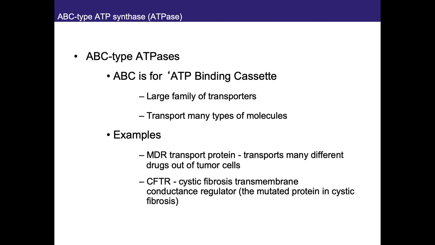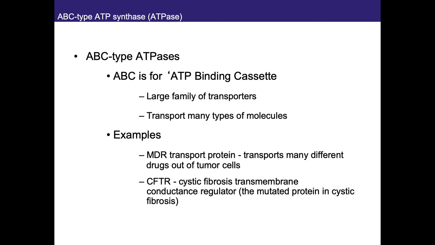This is the last type of primary active transporters, actually called ABC primary active transporters. ABC stands for ATP binding cassette. So these are another example of primary active transporters. It does use the hydrolysis of ATP to pump other molecules against their concentration gradient from low concentration to high concentration. I think one of the classic examples is the MDR transport protein. This is multi-drug resistance. Multi-drug resistance transport protein, and it transports many different drugs out of tumor cells or other types of cells. It does use the hydrolysis of ATP to do this.